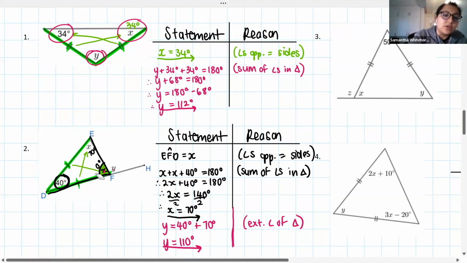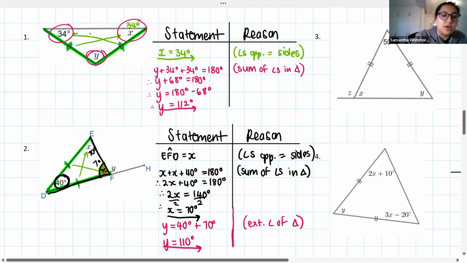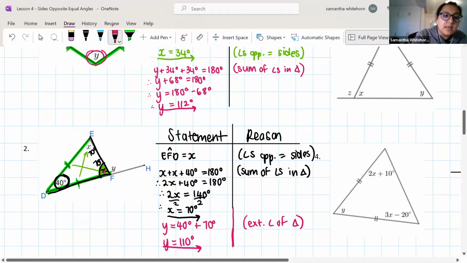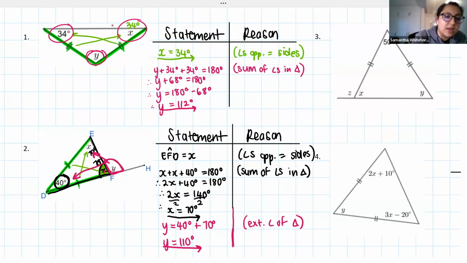The option that I chose, and I chose it purely because we're doing triangle revision here, so I chose the triangle reason, was the fact that y is an exterior angle to my triangle, which means it's equal to the 2 opposite interior angles added together. So x, which we know is 70, plus 40, and 70 plus 40 is 110. So either you use exterior angle of a triangle or sum of angles on a straight line, and you got your answer of 110 degrees. I hope that makes sense. Let me know if it doesn't.